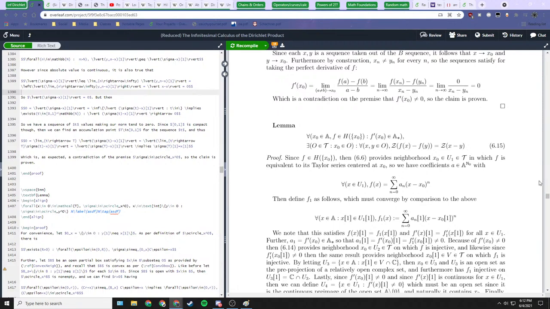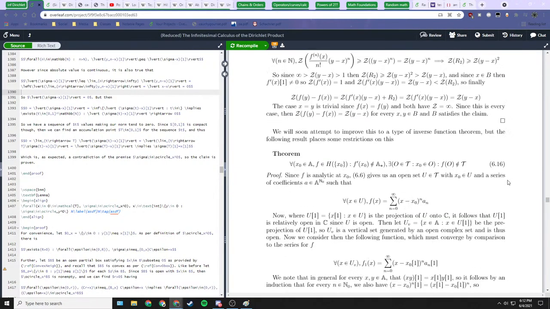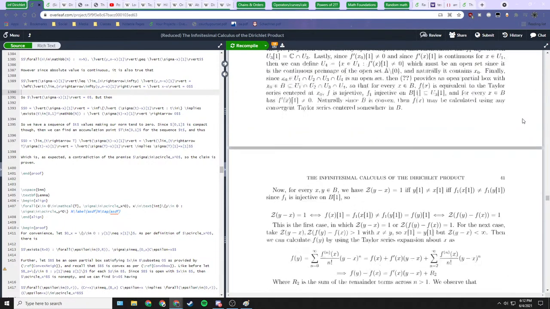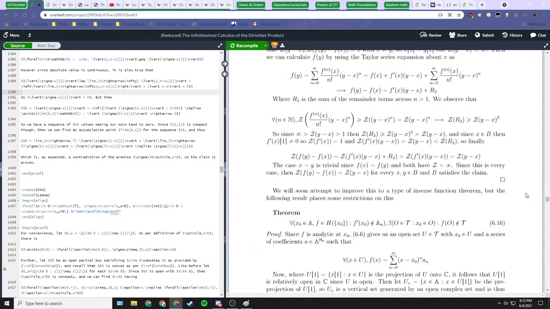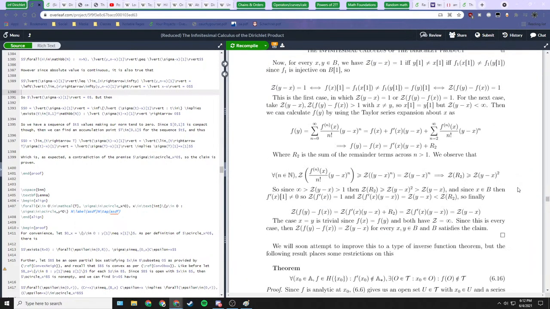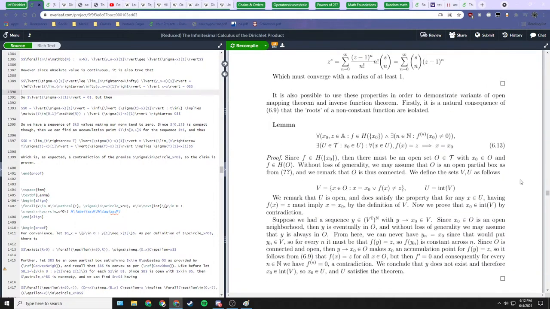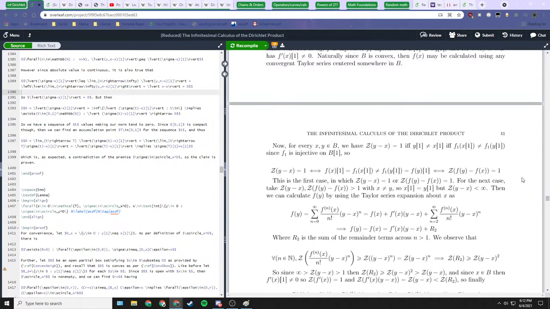I really don't know. Gosh, these results are so crazy. We could try, let's see. At some point we do have an open mapping theorem. But I think, oh gosh.